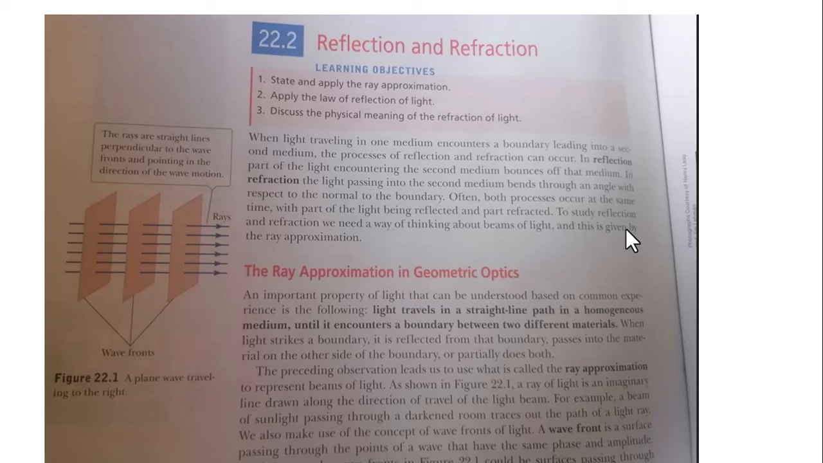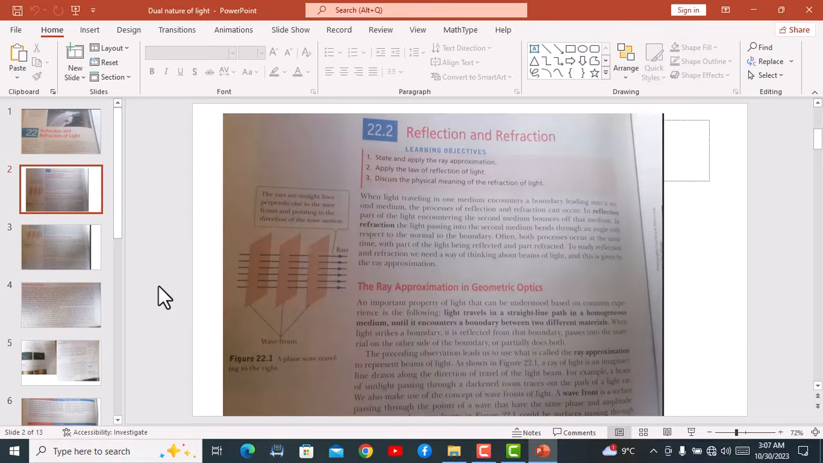All right, let us continue. We will be applying the law of reflection of light, and also we will discuss the physical meaning of the refraction of light. So these are the learning objectives that one has to be very much aware of. And then on this side, we have the following. The rays, which are the packets of light, are straight lines perpendicular to the wave front and pointing in the direction of the wave motion.